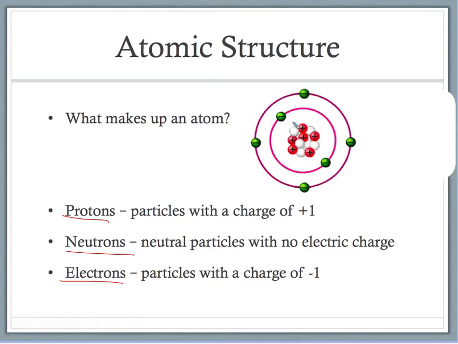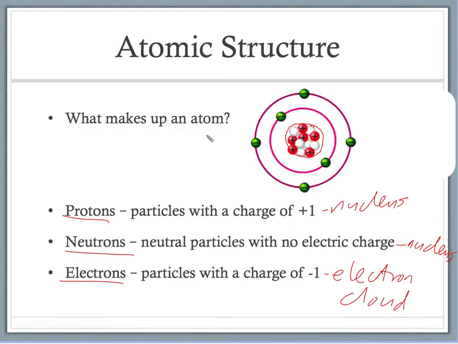If you look up here, you'll notice that all the positives are in the center here, along with the ones that don't have a charge. So your protons and neutrons are all found in the middle. This is called the nucleus. So these guys are found in the nucleus, and these guys are found in the nucleus. Electrons are going around the outside. We call this the electron cloud, which we're going to talk more about in the next video. The electron cloud goes around the outside.